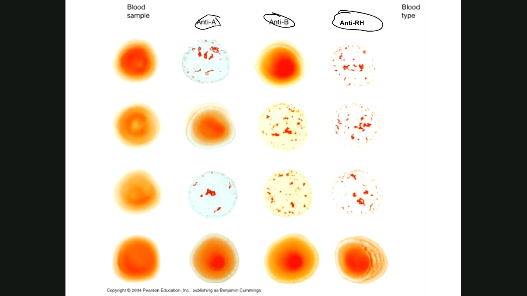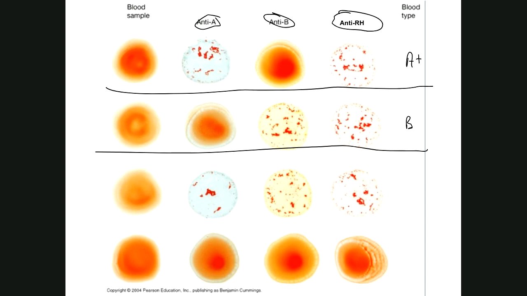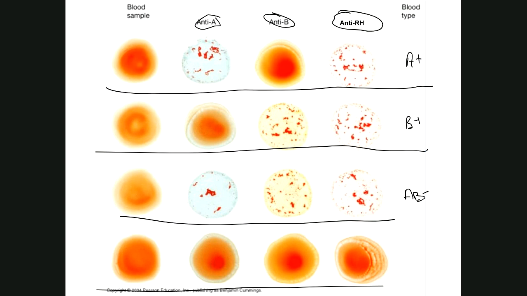If you look at this person's blood, see if you can tell me what this person's blood type is. A positive. Exactly, Soon. What about this one? B positive. What about this one? AB positive. What about this one? This is AB positive. What about this one? O negative. So can everybody figure out a blood type?